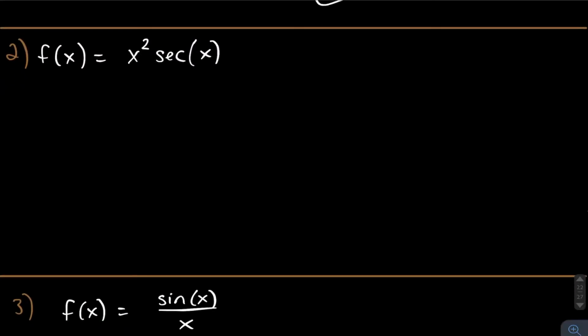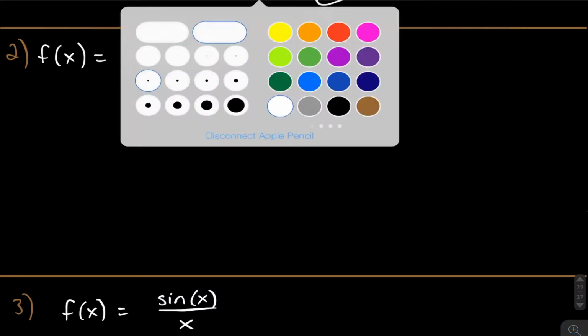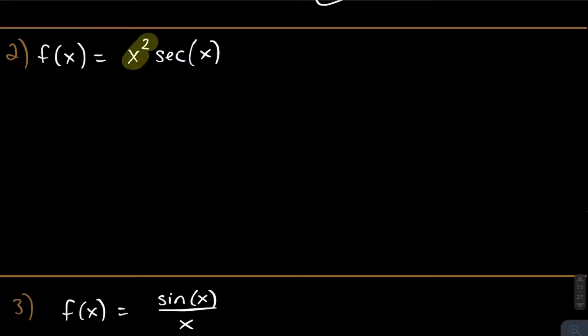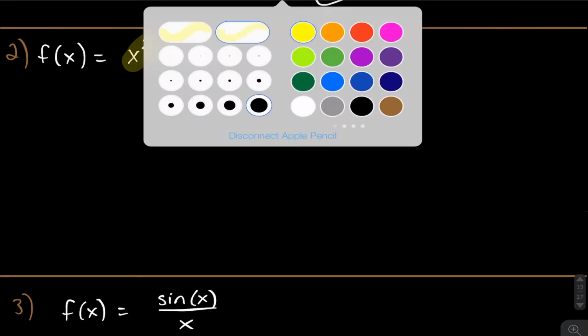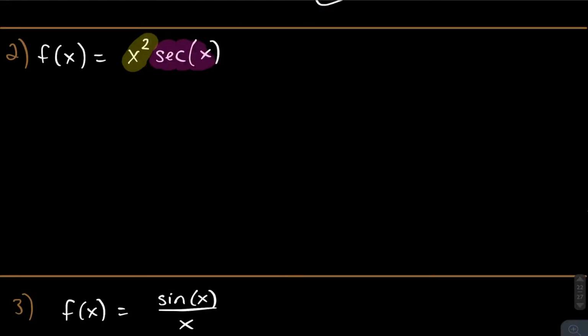Okay, so just recognizing that, I think, is really big. So that's why I wanted to do another example of that. On to number 2. We have that f of x equals x squared times secant of x. Okay, so here, what rule are we going to use? Well, we have two different functions being multiplied together. We have x squared, and we have secant of x.